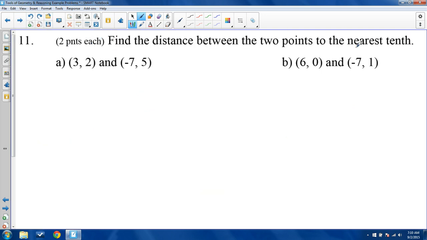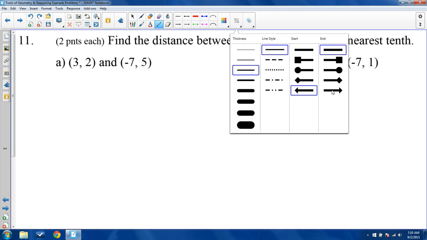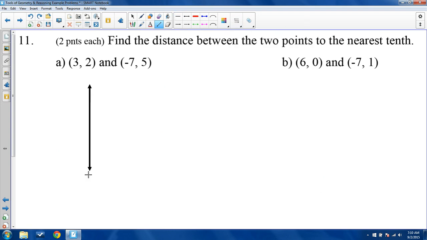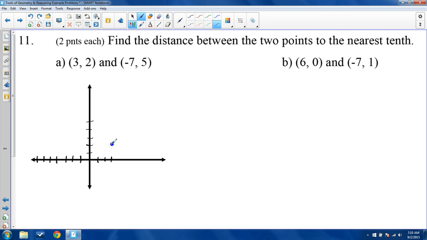Okay, find the distance between the 2 points to the nearest tenth. I have points 3, 2 and negative 7, 5. So I'm going to go with the graphical approach first, just like I did the midpoints. We'll talk about that. Now, the reason we did the right triangle stuff just before it is because it's included for what we're doing here with distance. So, 3, 4, 5, 6, 7, 3, 4, 5. Okay, so I have the points 3, 2 and negative 7, 5 right here. And I need to find out what the distance is between them.